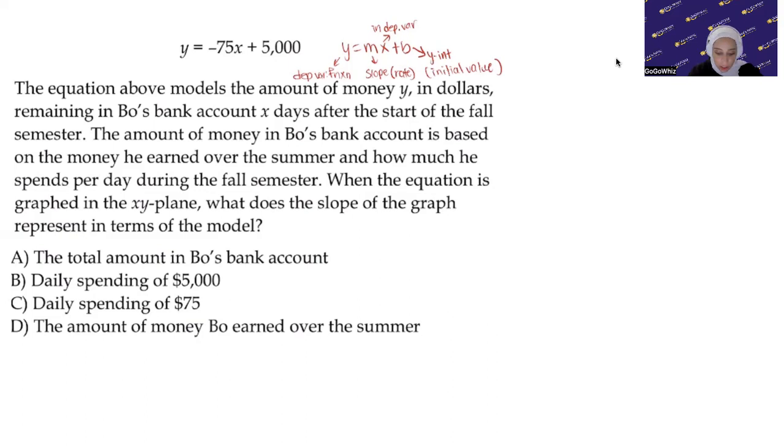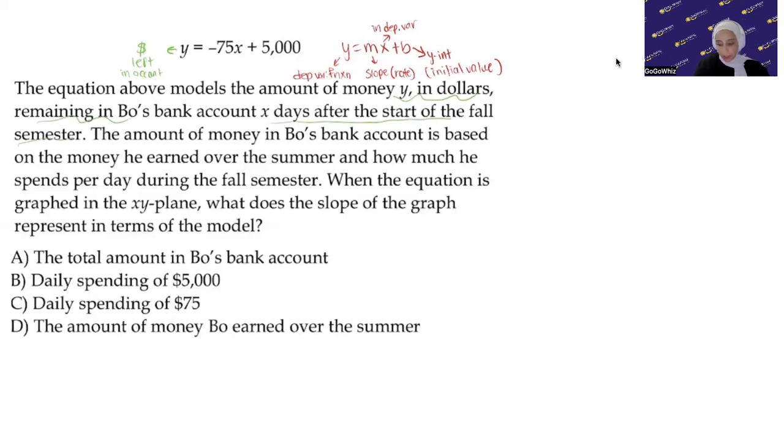So the equation above models the amount of money y. So there's the dependent variable. The amount of money y in dollars remaining in Bo's bank account. So over here, this is the money left in account. And so that's y. And then it's saying that x is the days after the start of fall semester.